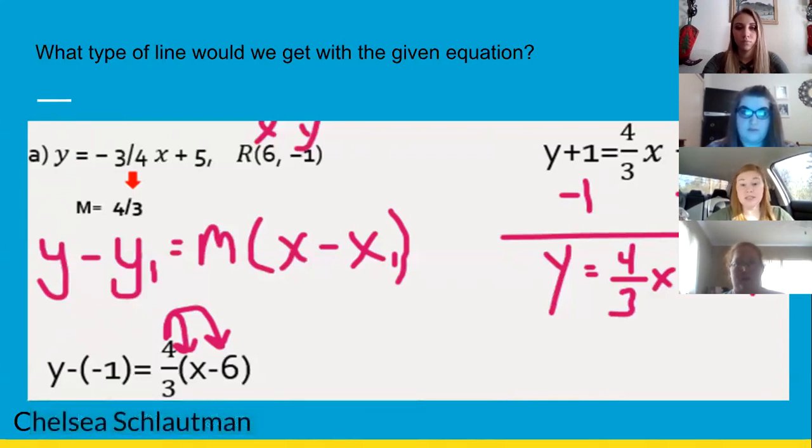And then we still need to get y by itself, so next we're going to subtract 1 from both sides, which would give us our final answer of y equals 4/3x minus 9. And on the next slide, I have graphed it for you so that way you can see what it looks like on an actual graph.